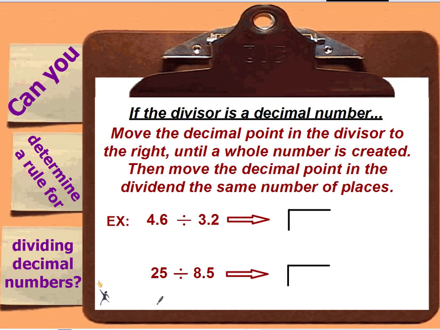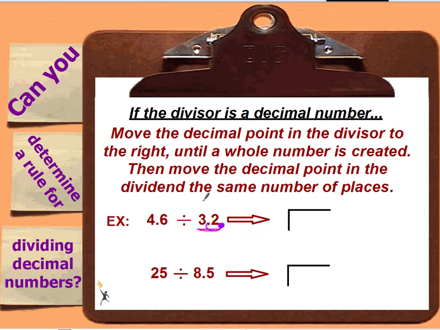When you determine a rule for dividing decimals, if the divisor is a decimal number, then you move the decimal point in the divisor to the right until a whole number is created. Then move the decimal point in the dividend the same number of places. Here my dividend is 4.6, my divisor is 3.2. My divisor is a decimal, and I can't have that. So what I have to do is move my decimal to the right until I do not have a decimal.